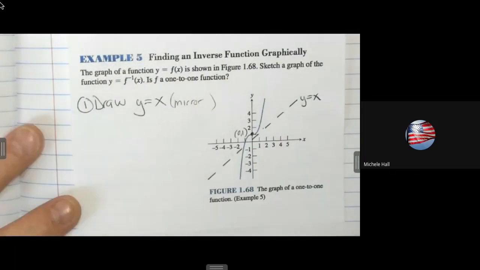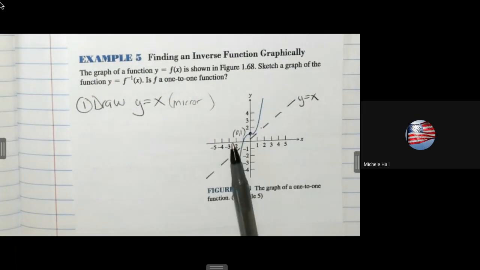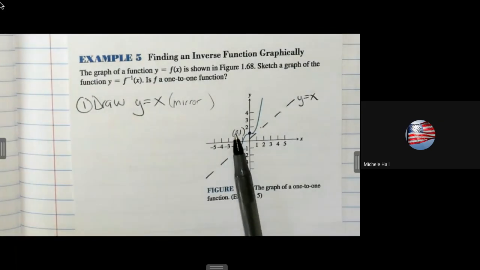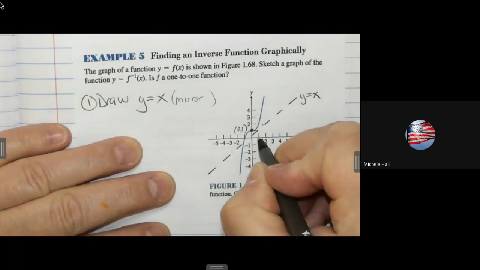what did we just do? What was the second step above in example 4? What was the second step? That means you're going to be able to see that in the graph as well. So we're going to switch the x and the y. We have 0, 1. So if 0, 1 is in the function, what's going to be in the inverse? 1, 0. So there's a point.